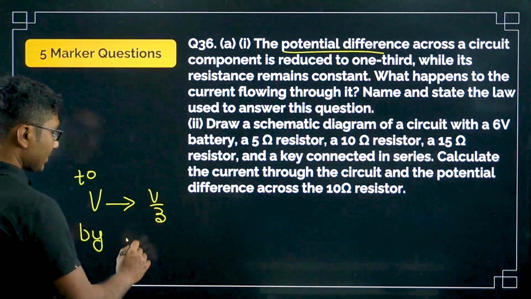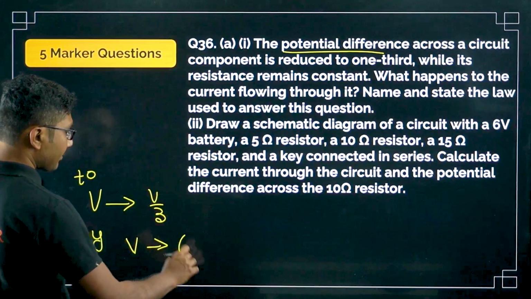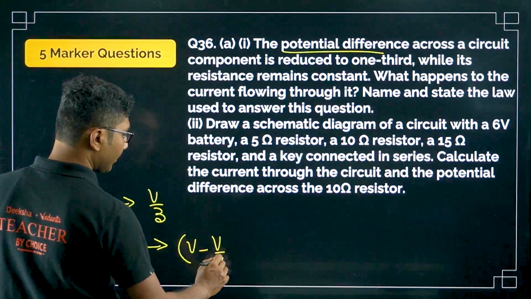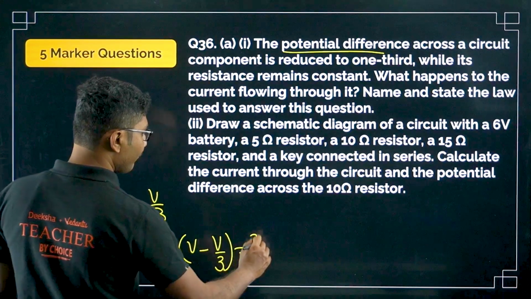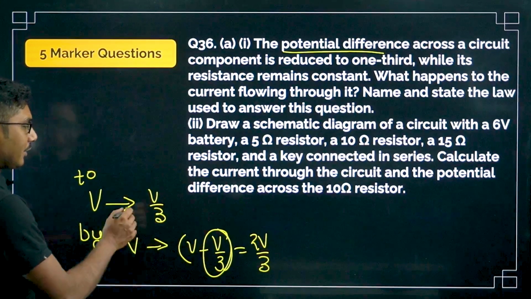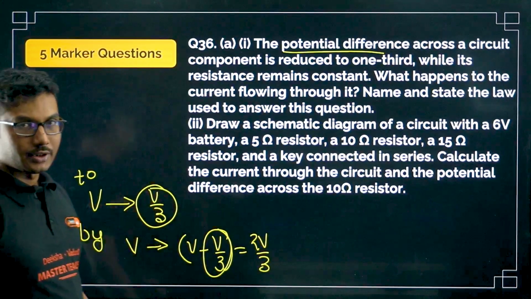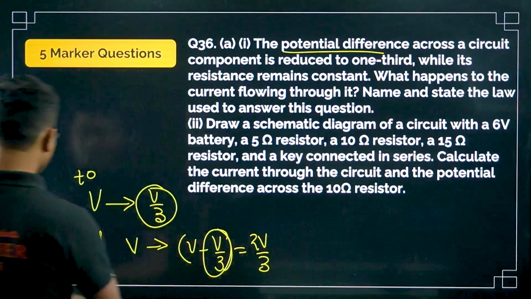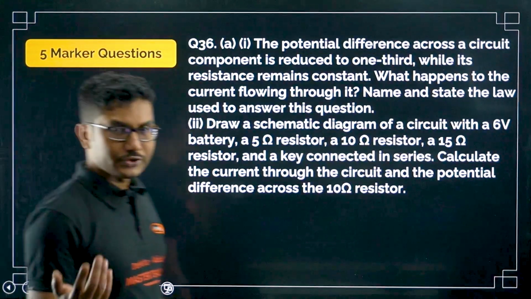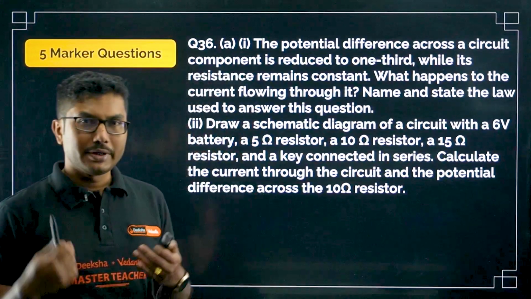Reduced by 1/3 means, be very careful, the English language is very tricky sometimes, V minus V by 3. That is 2V by 3. So reduced by means subtraction, while reduced to means directly multiplication. These are the differences you have to be careful about in the exam. We do not know what type of questions they might ask, but you have to be ready for it.